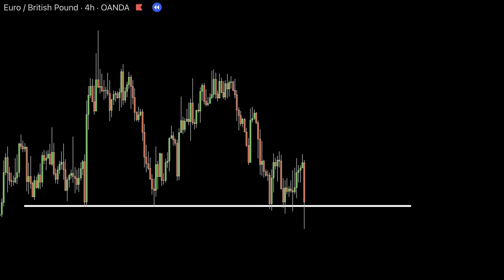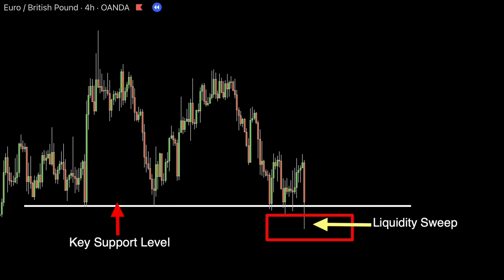Here we have the Euro-British Pound 4-hour chart, an ideal setup for swing traders. As you can see, the market is ranging, and we have a clear key support level. Notice how the market has tested this support level multiple times. Then, the price breaks below the level, only to close back above it. This is a classic liquidity sweep.